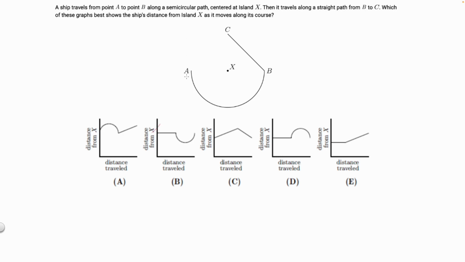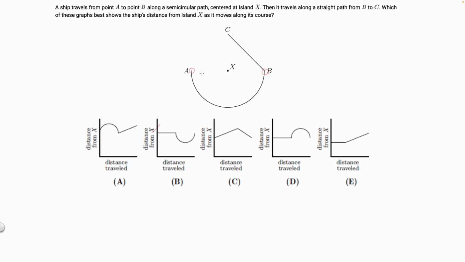So if we look at this diagram over here, we have point A and point B over here, and the ship is going to travel from this point right over here to over here. And then it's going to travel from point B to point C, which is a straight line.